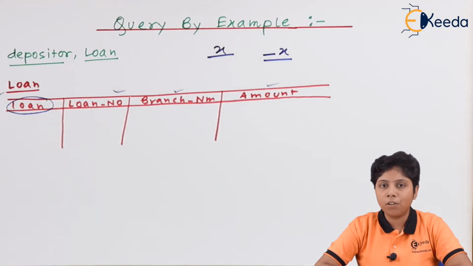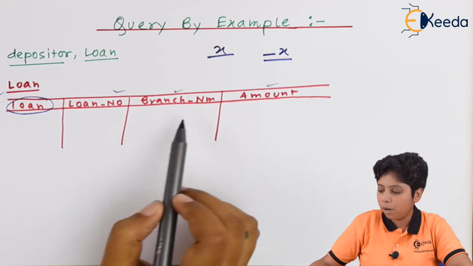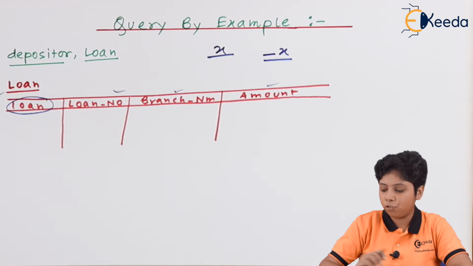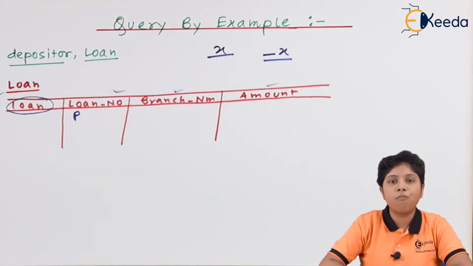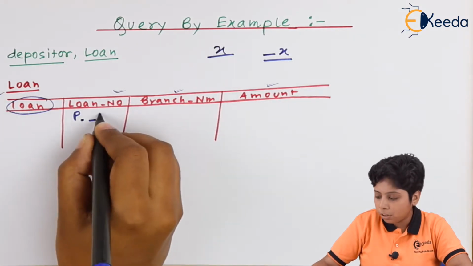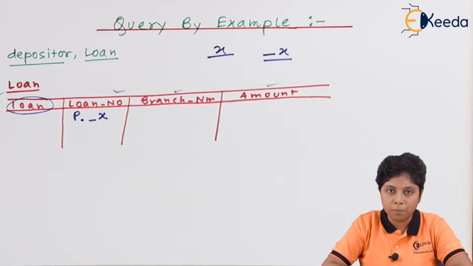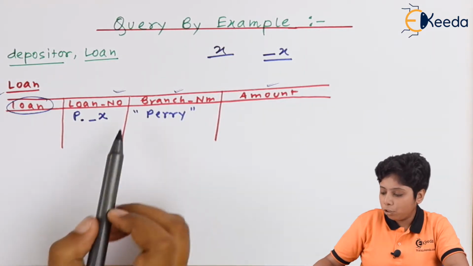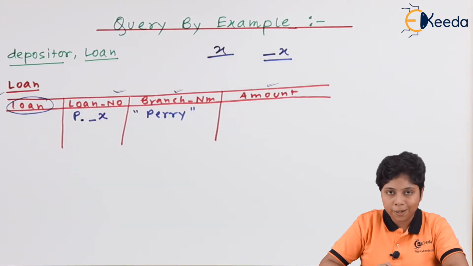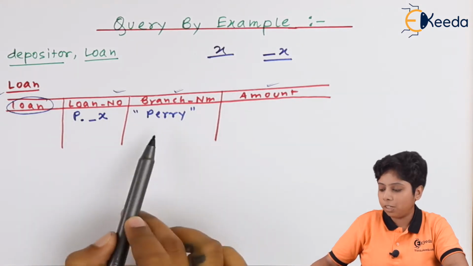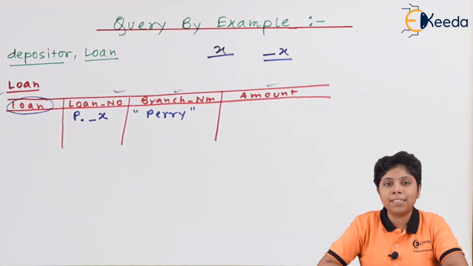Now we are solving the query: I want the loan number and branch name of that particular department. First we need to introduce P, followed by a dot, and after that _x as the skeleton variable. The branch name here is Perry. Now I want to fetch the loan number of the branch name Perry, so I can have it by P._x, but the branch name is Perry. So this is a query by example solved in a single relation.